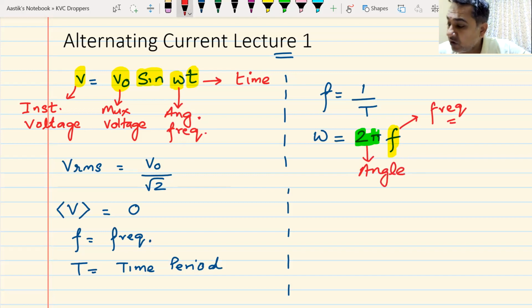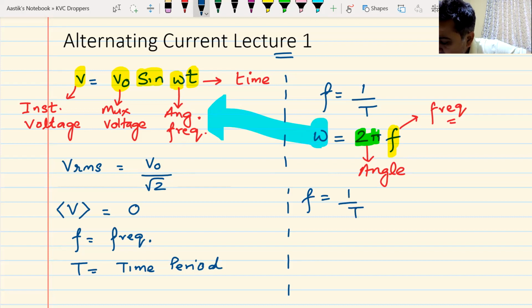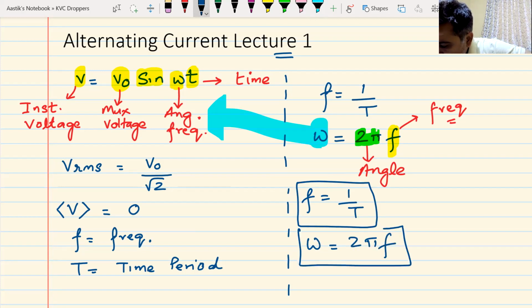Yes, sir. And hence you can call this omega angular frequency. They don't call it angle frequency. We call it angular frequency. Do we understand this? So you can write the relation like this. f is equal to 1 by T. That is one relation. Omega is 2 pi f. That is your second relation. And omega is 2 pi by T. That is your third relation.